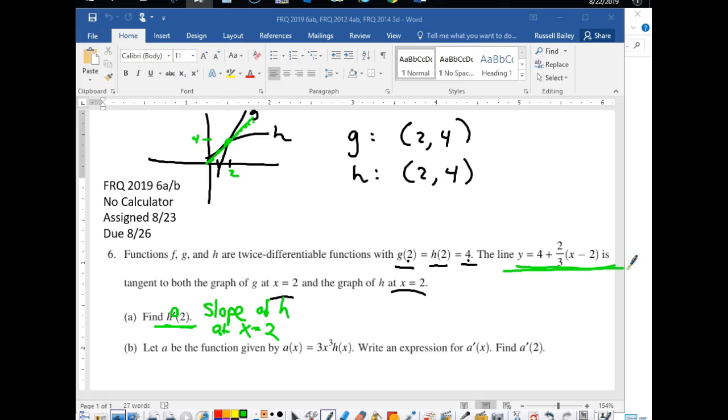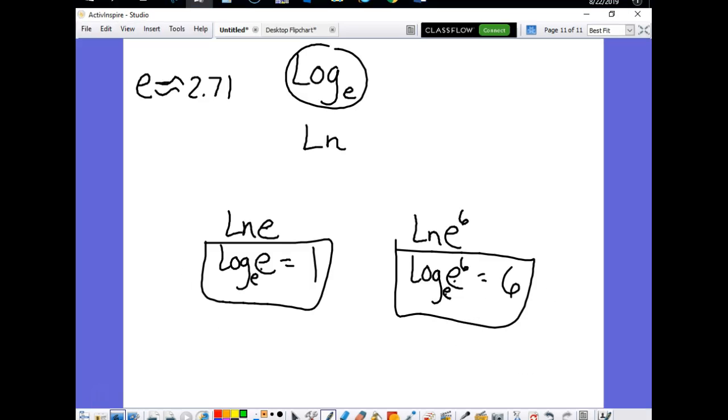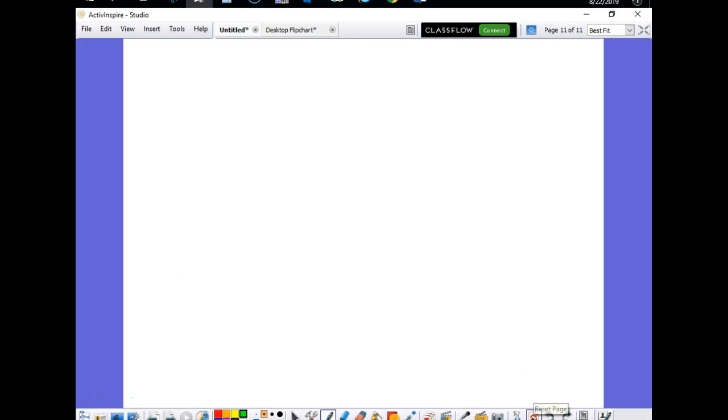For part B, they give you a new function. They call it a. And a is this funny looking thing. And they want you to find a prime of 2. So what I'll do is I'll give you an example that's kind of similar to that. And I'll let you guys figure out this actual one. So let's say that I had 7x to the 4th power times g of x. And I'm going to call that a new function, h, right? And I want to find h prime of 2, let's say.